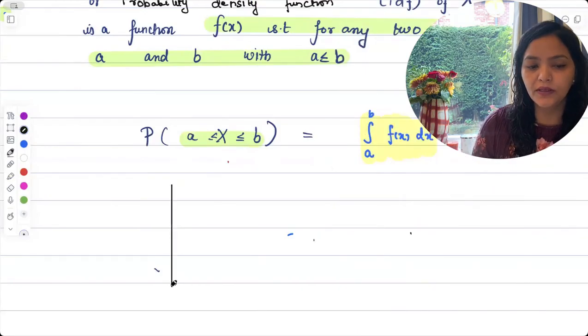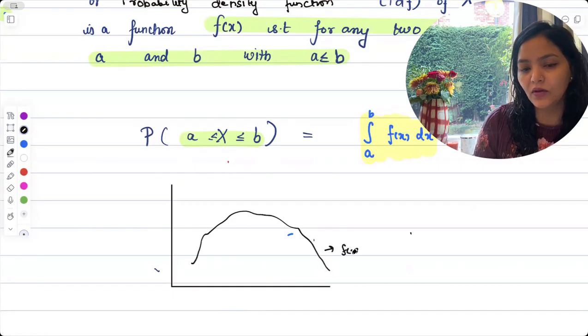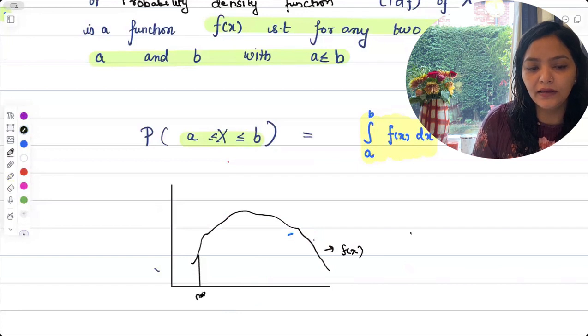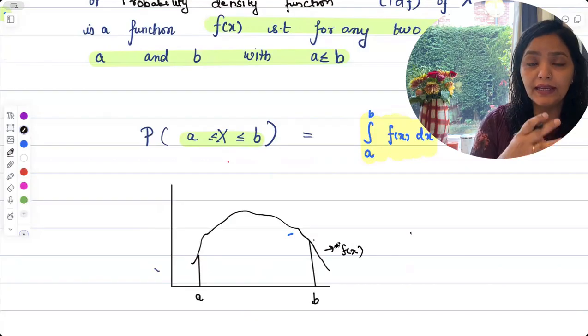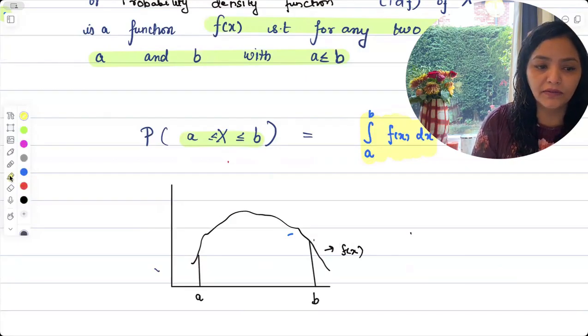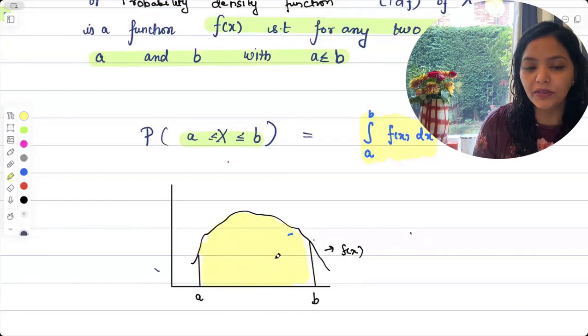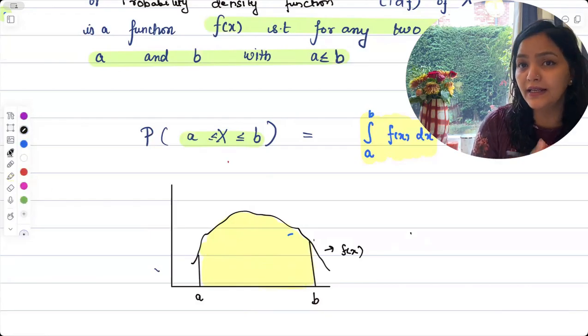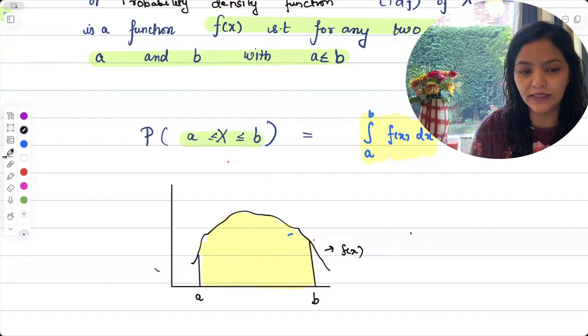That is, suppose the graph of the function f(x) is something of this sort. Say this is your f(x), and say this is a and this is b. And the area under the curve is this, right? So the probability that X lies in this interval AB is this area, or the integral from a to b of f(x) dx.